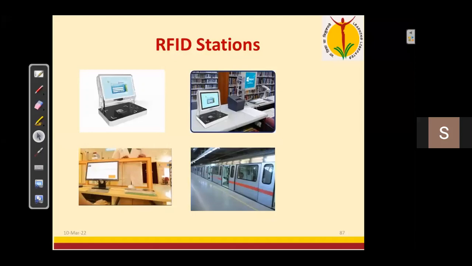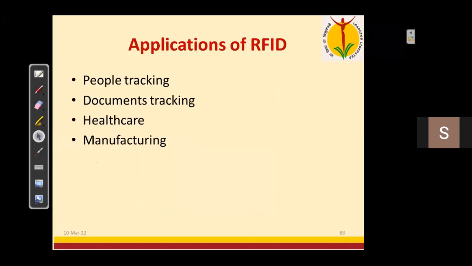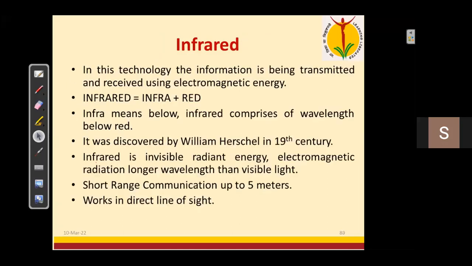That project works very well, and in many competitions it got the first prize. So basically, whenever we observe such things, try to implement them in certain applications. In the last part I am going to talk about applications. This is one of them, the unmanned bus ticket reservation system. You can track people, track documents, and monitor the health of patients through this. And in the manufacturing industry, you know that the RFID tag is used.